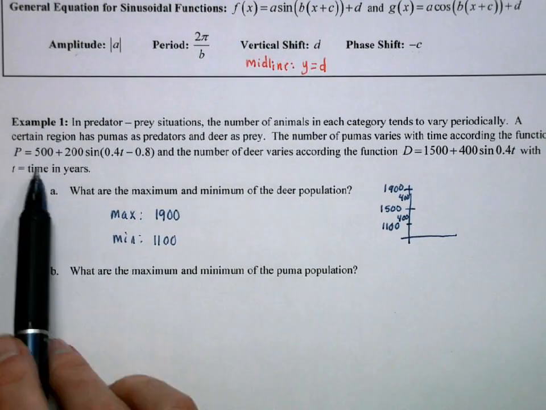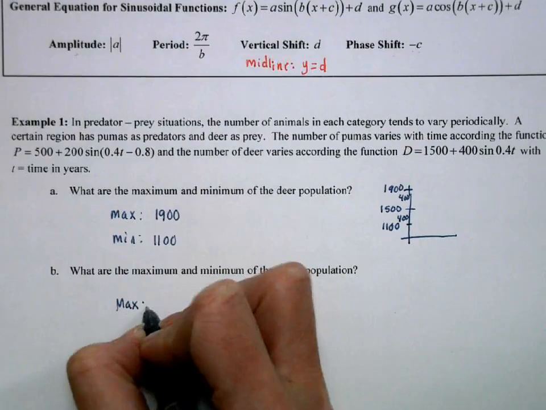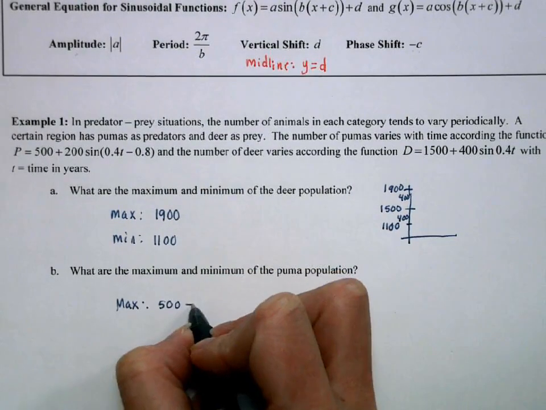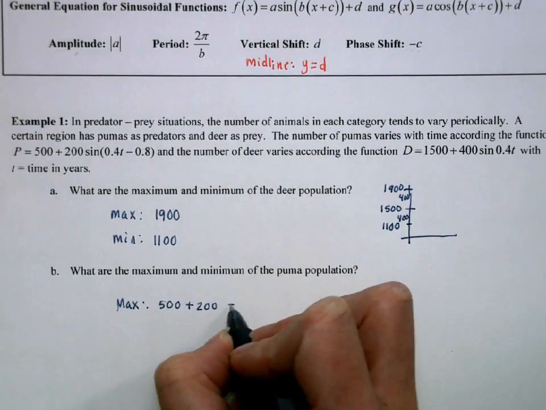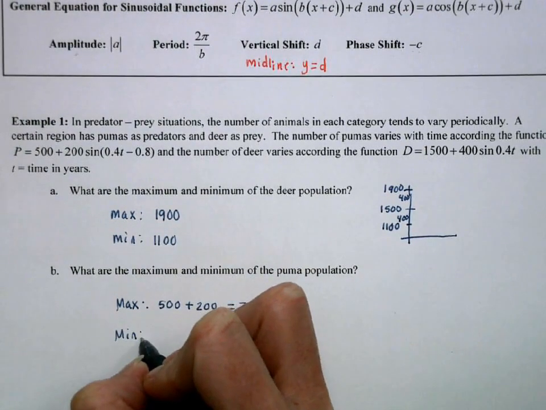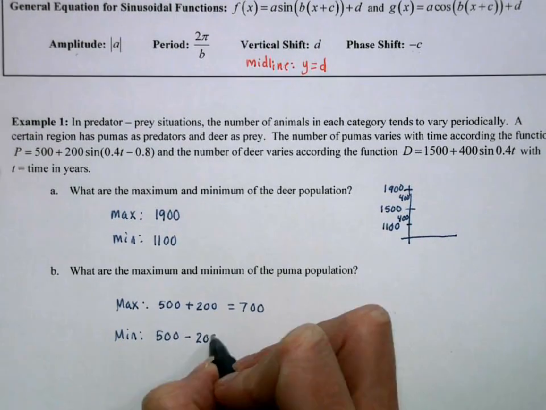I can repeat that for the pumas. So my maximum here is going to be my midline, which is 500, plus my amplitude. My minimum is going to be my midline minus whatever that amplitude is.